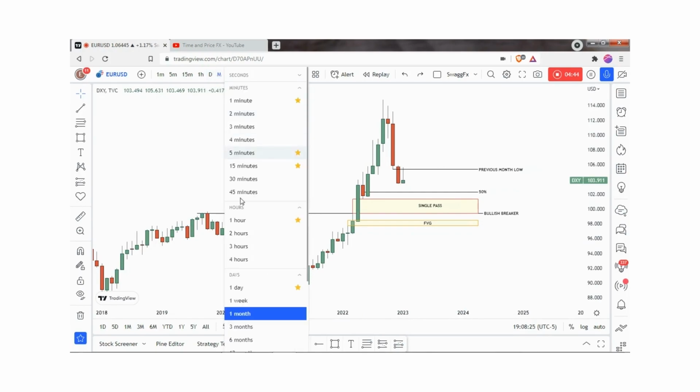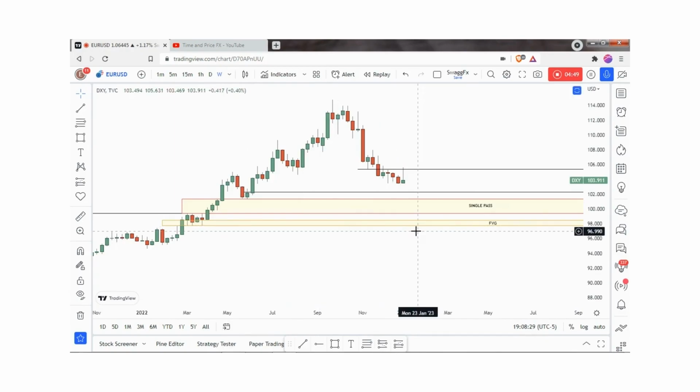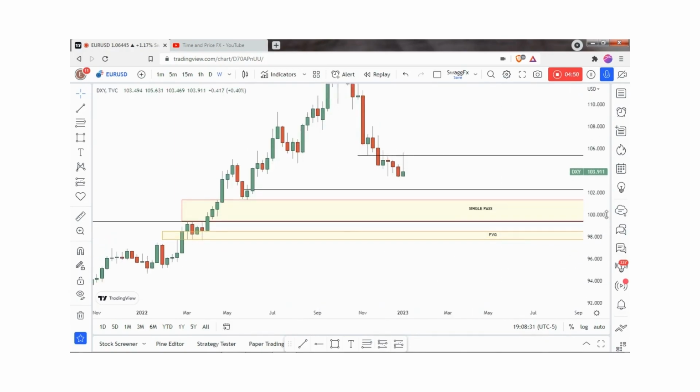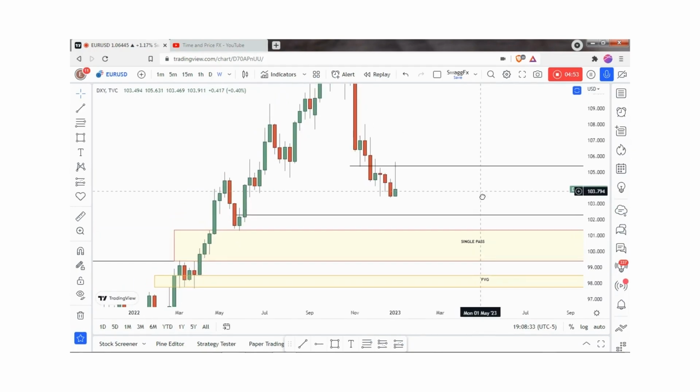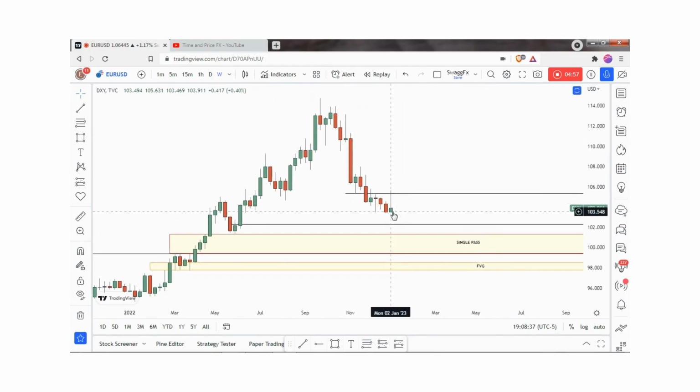DXY. Let's now go to the weekly time frame. In the weekly time frame, we see that this candle over here just basically went to mitigate here. This is the mitigation block level. It just went to mitigate and then it rejected.